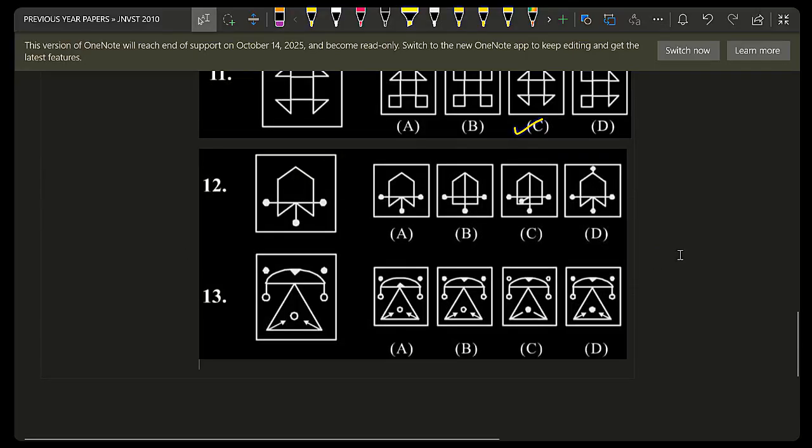Next, 12 and 13. So 12 and 13 are similarity based. Just by looking at that we can check option A is correct. 13th one, option B is correct. Everything you have to take care, whether the circle is darkened or not, where is the position of these two, everything you have to take care. Then you'll get option B. The next set of questions you'll take.